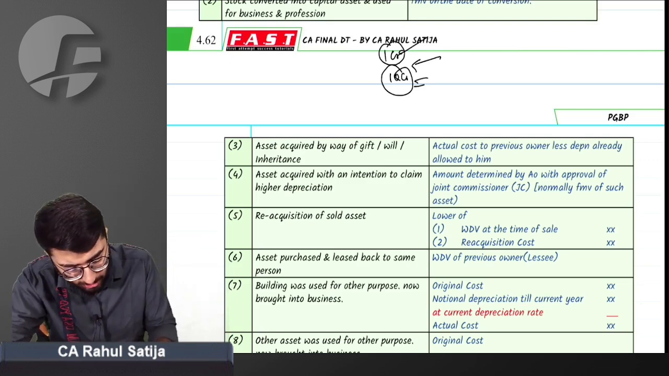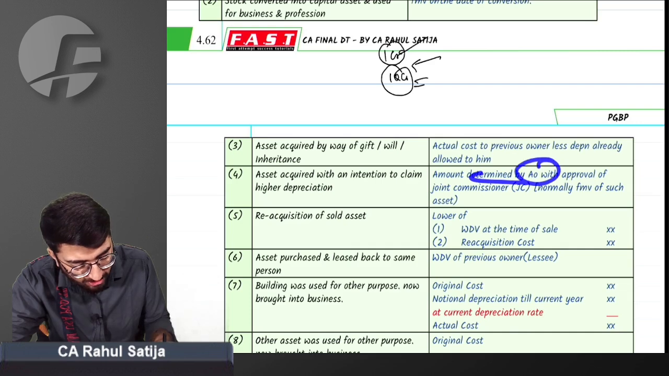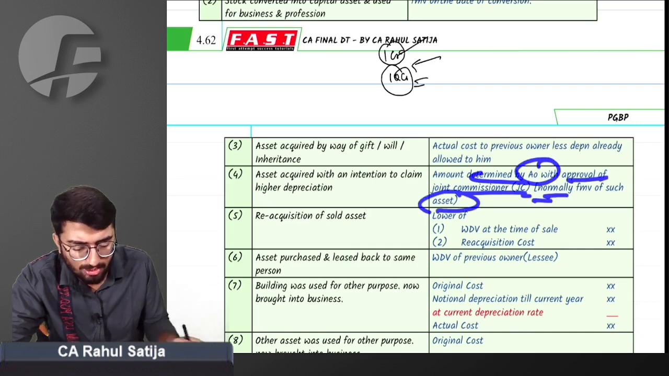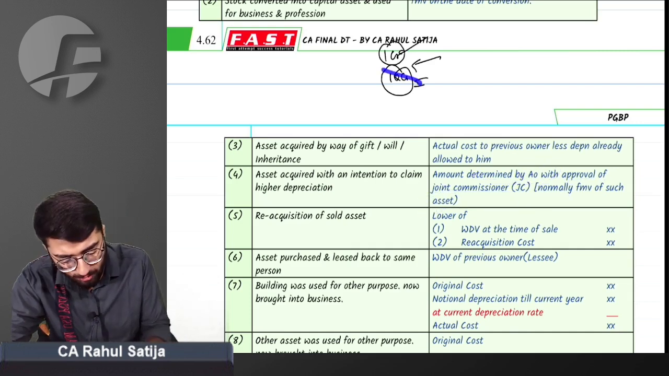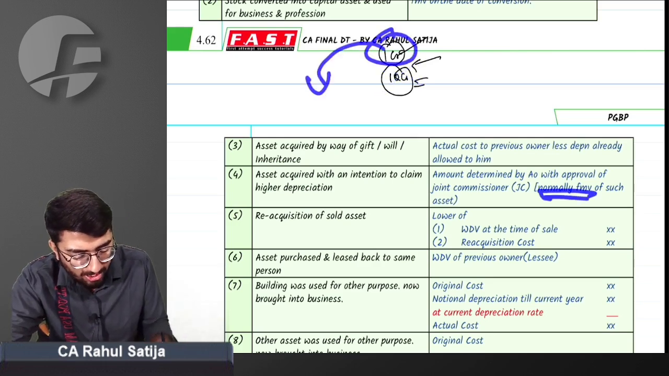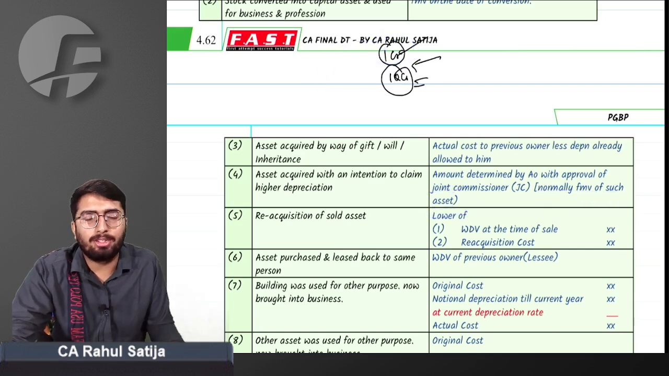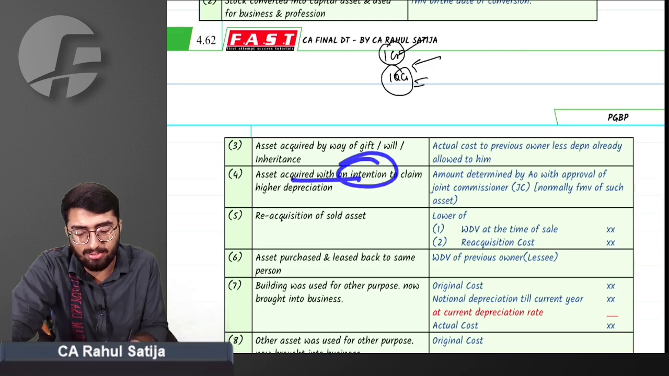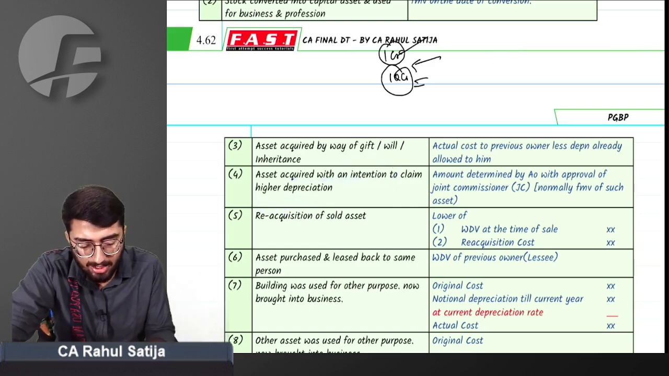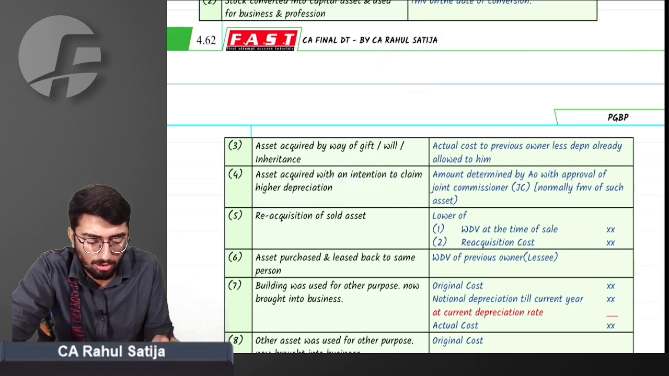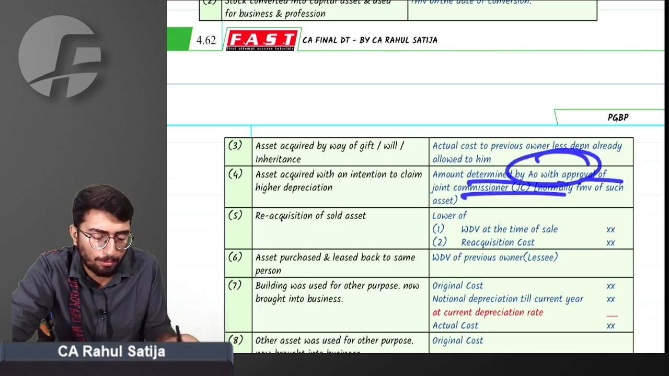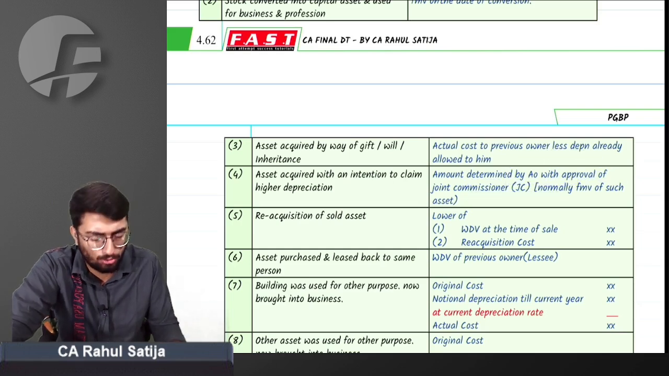For that matter, the amount determined by AO with the approval of Joint Commissioner will be allowed on such assets. AO will disregard this 10 CR figure and allow depreciation on 1 CR only. Normally, FMV of such asset is considered for depreciation purposes. So if you are acquiring any asset with an intention to claim higher depreciation, that value will not be allowed. Only the value determined by AO with prior approval of Joint Commissioner will be allowed.